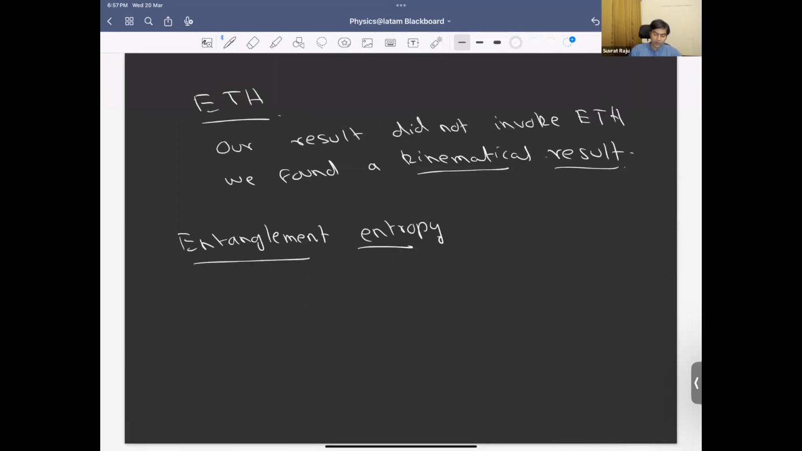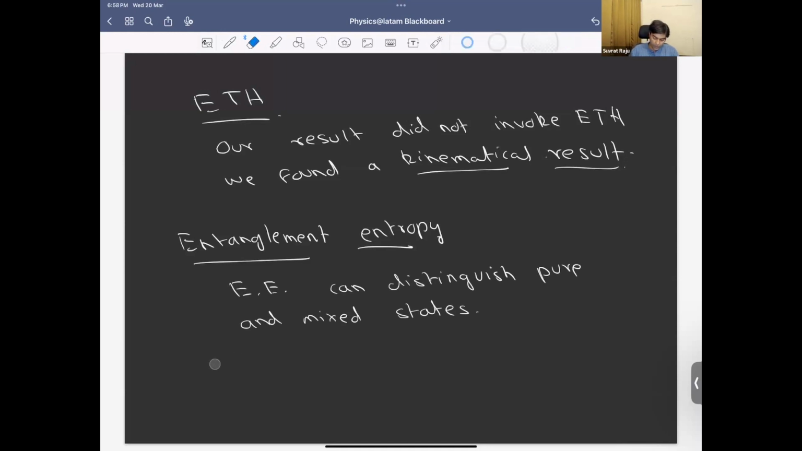Well, entanglement entropy can always distinguish pure and mixed states. Always. Right? Why? Because the entanglement entropy for the case that we're looking at, if I look at S entanglement of rho, which is minus trace of rho log rho, well, this is log of W. And if you look at S entanglement for any pure state, this is 0.